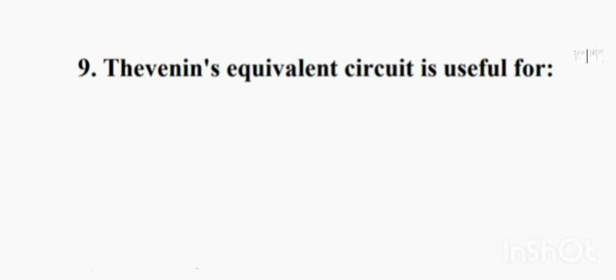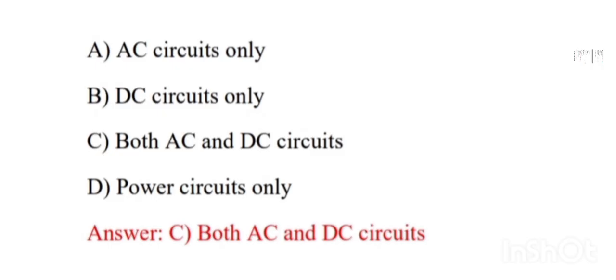Question number 9. Thevenin's equivalent circuit is useful for: option A, AC circuits only; option B, DC circuits only; option C, both AC and DC circuits; option D, power circuits only. The right one is option C. Both AC and DC circuits.